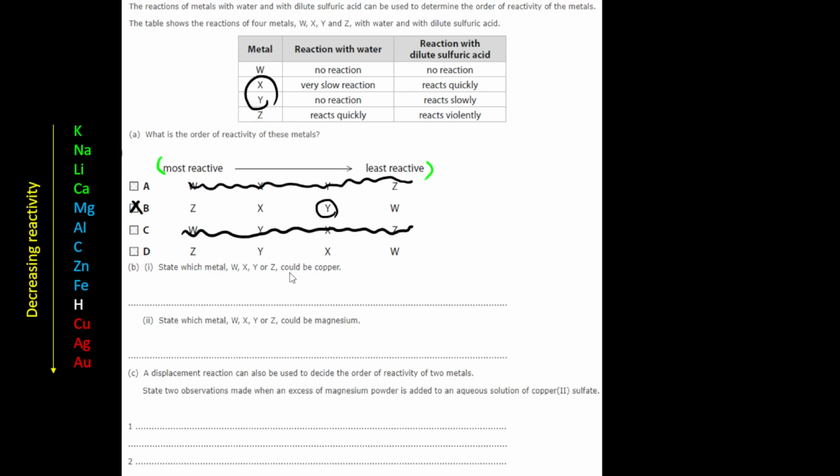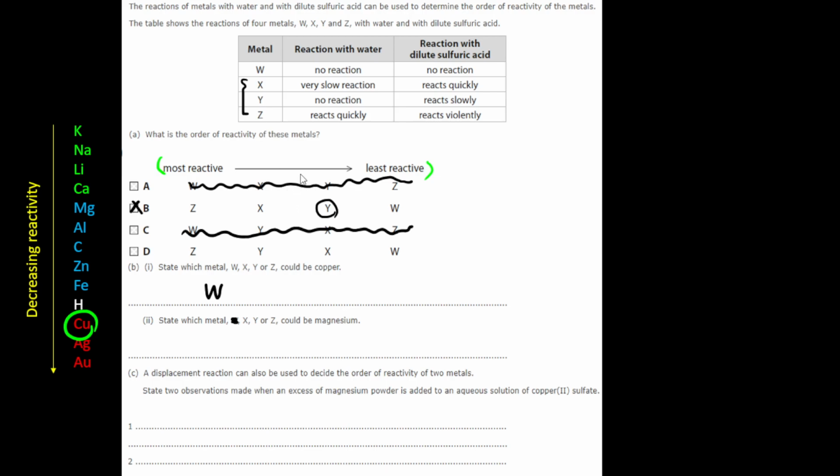State which metal could be copper. So copper is very low in the reactivity series, meaning that it is not going to react with acid or H2O, meaning that it is obviously W. Now, state which metal, W, X, Y, or Z could be magnesium. So it obviously cannot be W anymore. So we need to figure out which one it is between X, Y, and Z.